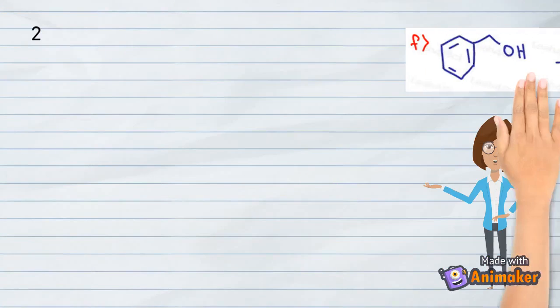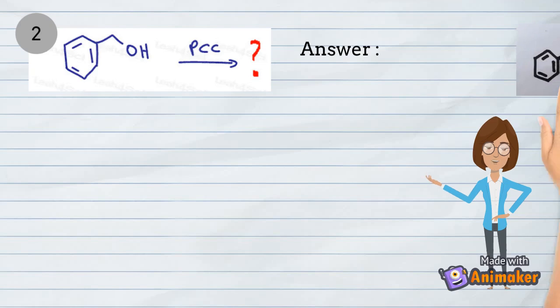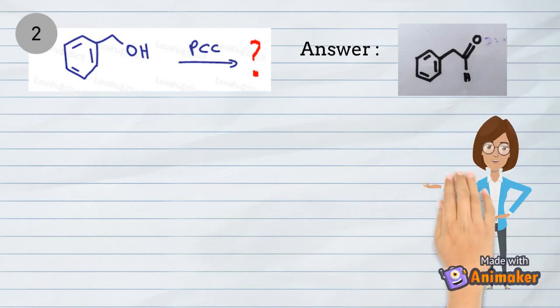Question 2. Benzyl alcohol reacts with PCC. So the answer is benzaldehyde. OH will be removed, then it will be substituted with a double bond O and H to form aldehyde. Primary alcohol with PCC will stop only at aldehyde. PCC is a weak oxidizing agent. So the reaction name is oxidation of alcohol.